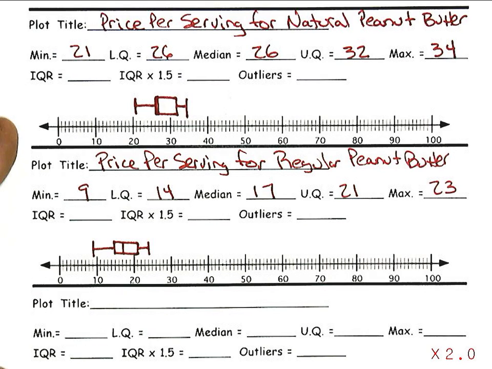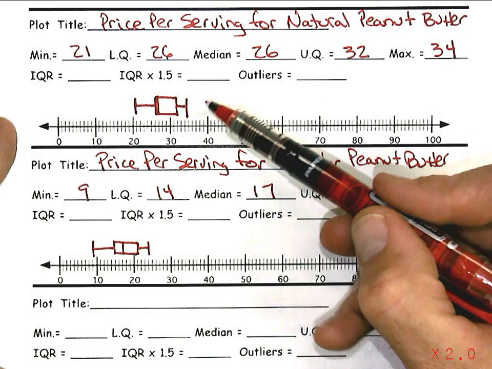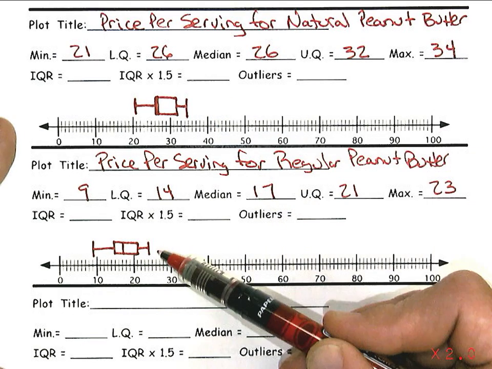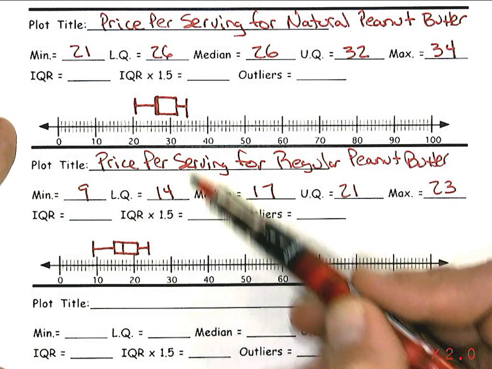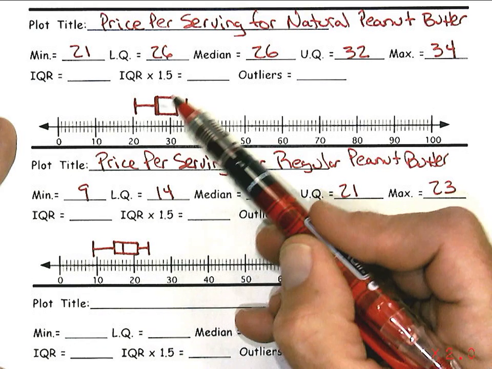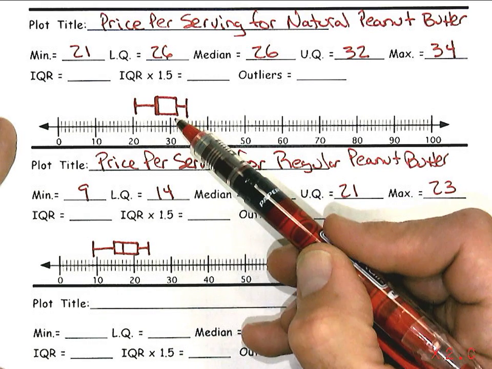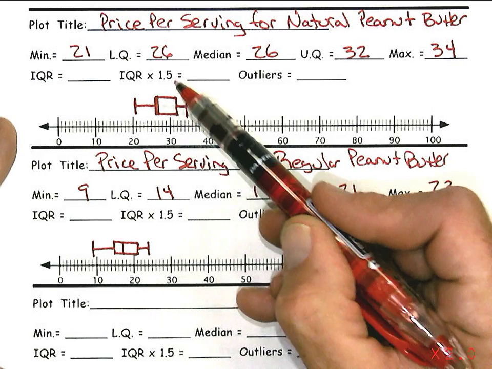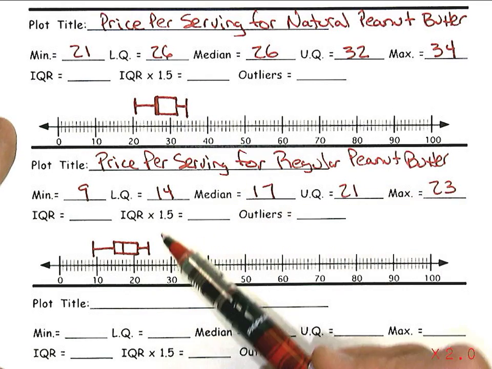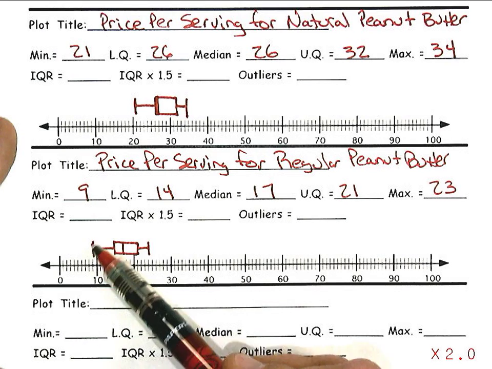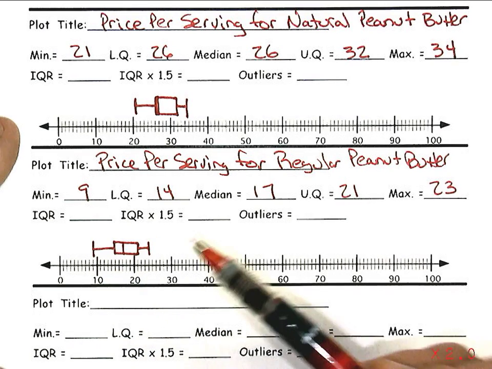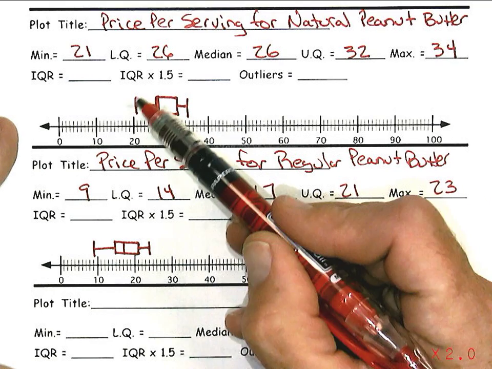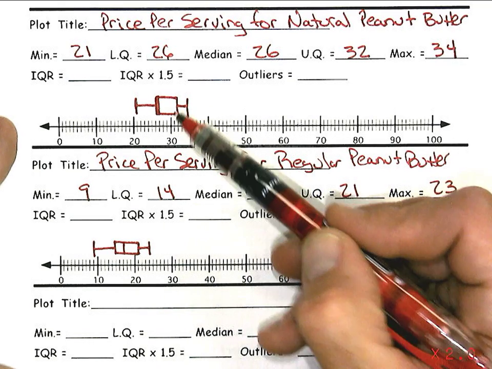Now, the purpose of this is that then I can compare the price of the natural peanut butters to the price of the regular peanut butters. And the box and whisker graph gives me a pretty clear indication that these natural peanut butters are more expensive per serving than the regular peanut butters. Now, you probably could have just looked at the numbers and figured that out, but the idea with a box and whisker plot is that it's very clear.